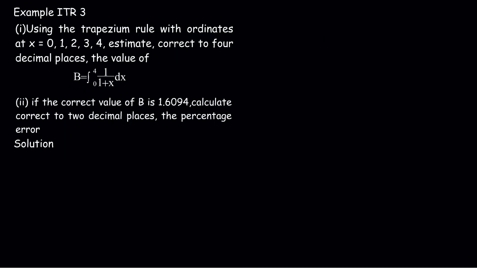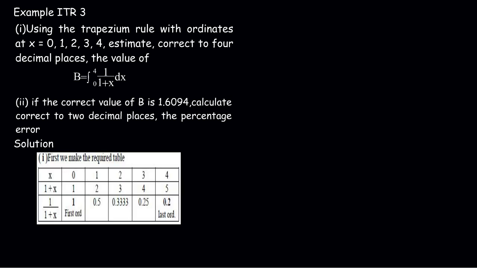We have another question that states that using the trapezium rule with ordinate at s, which is equal to 0, 1, 2, 3, 4, estimate correct to 4 decimal places the value of B, which is equal to the integral of 1 divided by 1 plus s ds from 4 to 0. Then if the correct value of B is 1.6094, calculate correct to 2 decimal places the percentage error. Now in our solution, let us create a table to estimate our values.